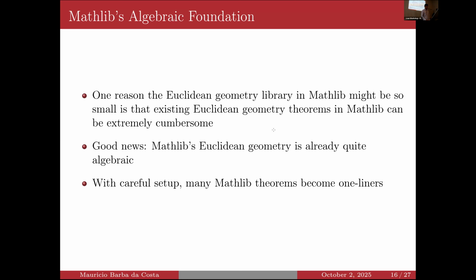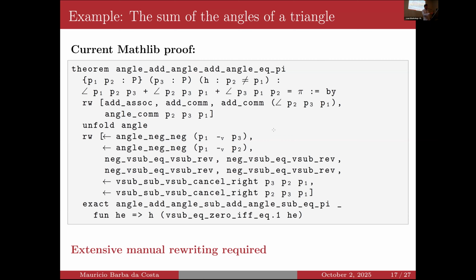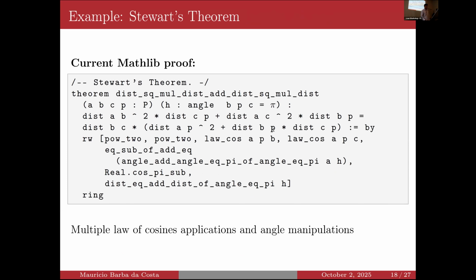So here's what that looks like. So here is the theorem that says that the sum of 3 angles in a triangle equals 180 degrees. And I'll point out 2 things. The first is it's very algebraic, right? It's very algebraic in nature. So you see these instances of add_assoc, add_comm, angle_comm. And the rewriting here is very tedious and very cumbersome. I mean, it must be incredibly frustrating to have to go through all of these steps, right? And then here's what it looks like for Stewart's theorem. And again, the same pattern holds, where lots of rewriting and also very algebraic.